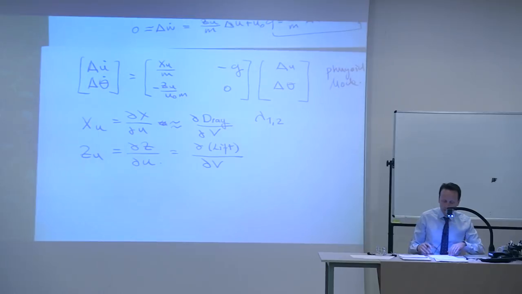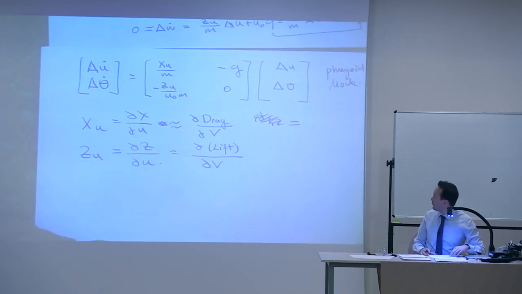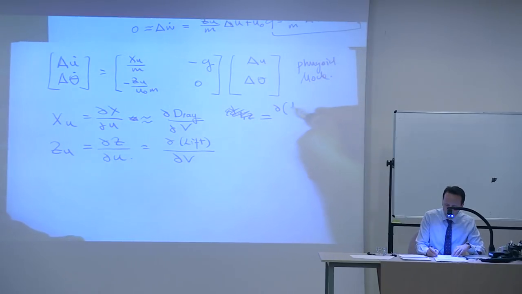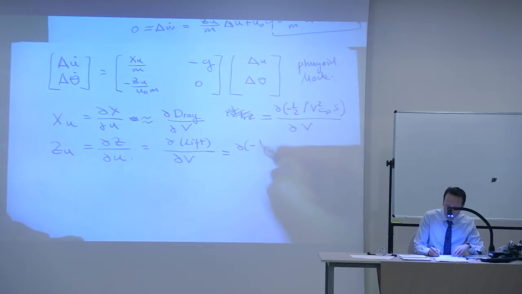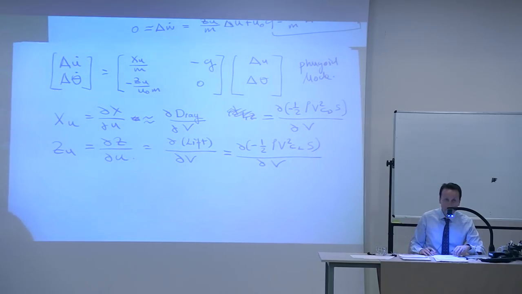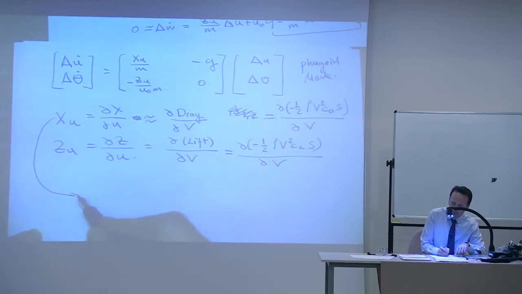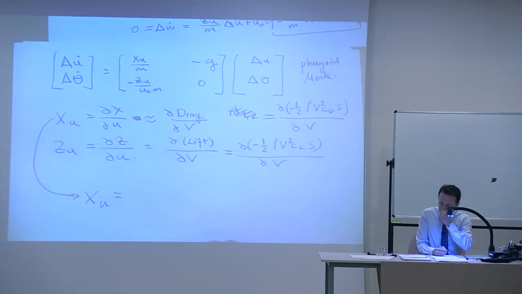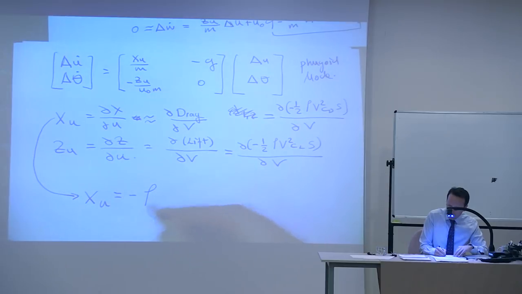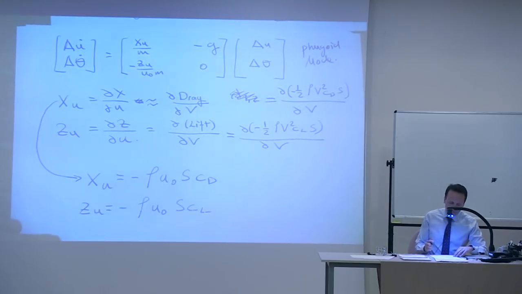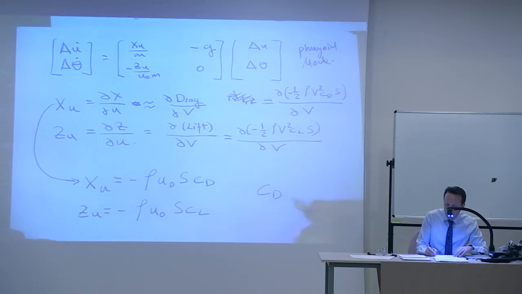Now these things we can do, right? Because then the drag one would be equal to minus, of course, it's in the opposite direction, 1 over 2 rho v squared CD S divided by del v. And this one would be equal to minus 1 over 2, because they're in the opposite direction, rho v squared CL S divided by del v. Right? So then you could say xu is equal to minus rho u0 S CD, and zu would be equal to minus rho u0 S CL. Okay? And all you need to know now is CD and CL for your airplane.